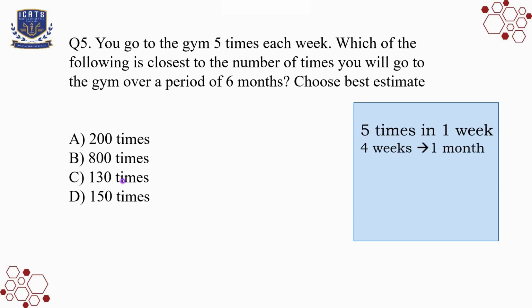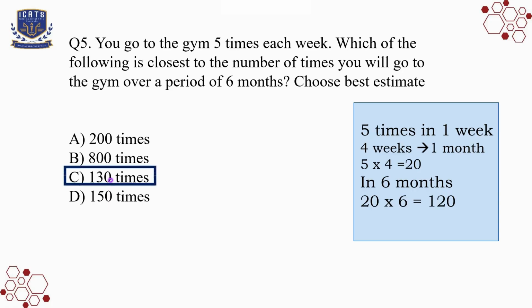In 1 week, you go 5 times. There are 4 weeks in 1 month. So we will multiply 5 by 4, that is equal to 20. It means you go to the gym 20 times in 1 month. Now to find out how many times you go in 6 months, we'll multiply 20 by 6, that is equal to 120. But if we look at our options, 120 is not given. So as we have to choose the best estimate, we will select 130 times, which is closest to 120 out of the given options. So we will select option C here.